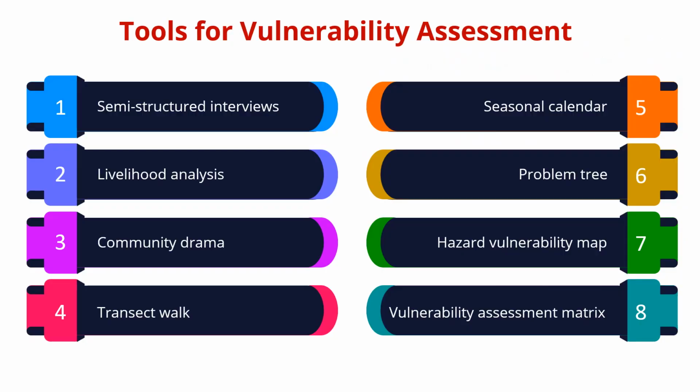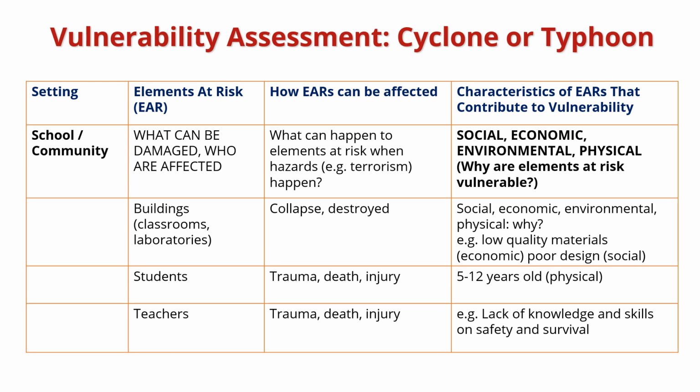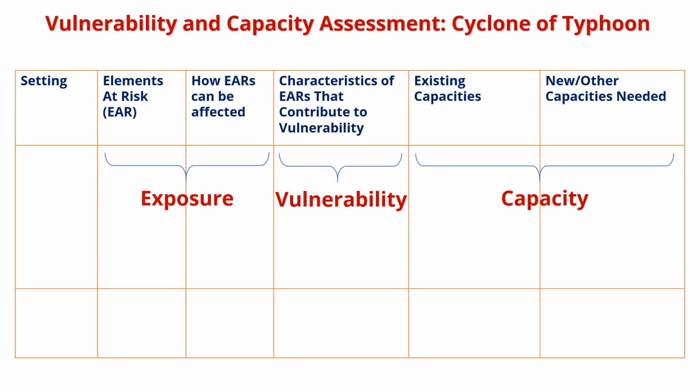Now, the last tool that we usually use for vulnerability assessment is called a vulnerability assessment matrix. And here from this table, you can see it is a tool that can be used to identify, assess, and prioritize vulnerabilities in a structured and systematic way. The matrix typically involves listing the potential hazards and the vulnerabilities. But to take one step forward, we also include capacity into this matrix.